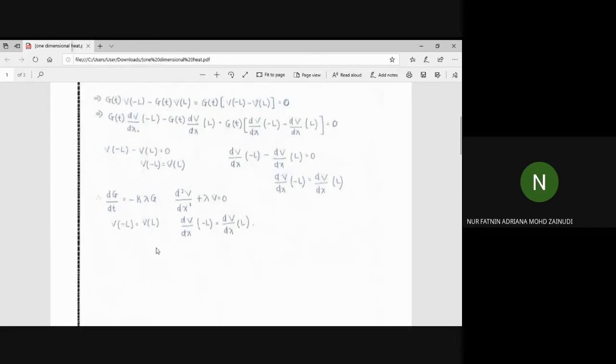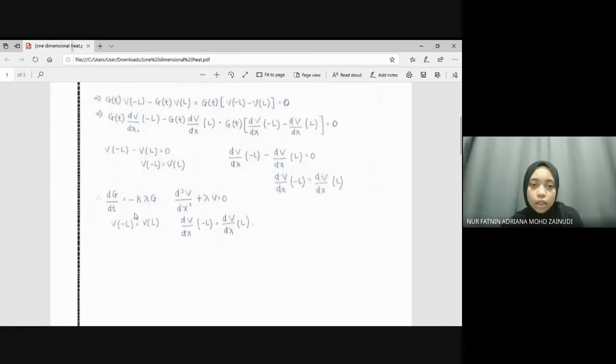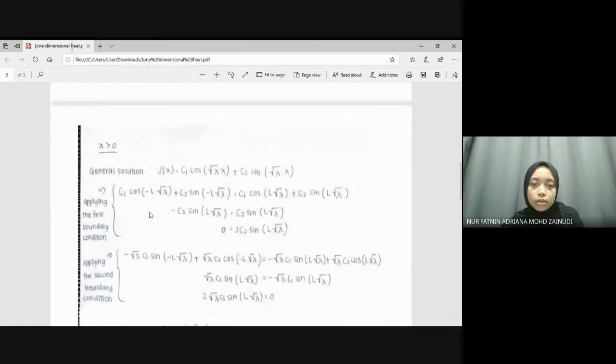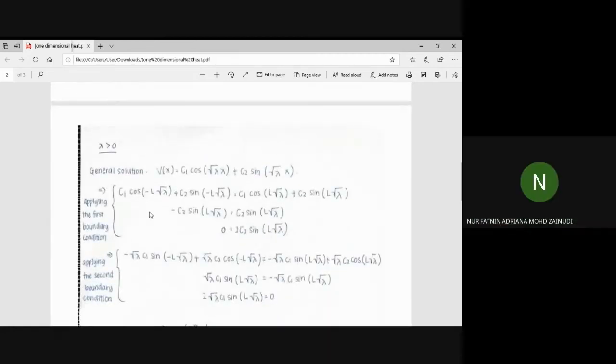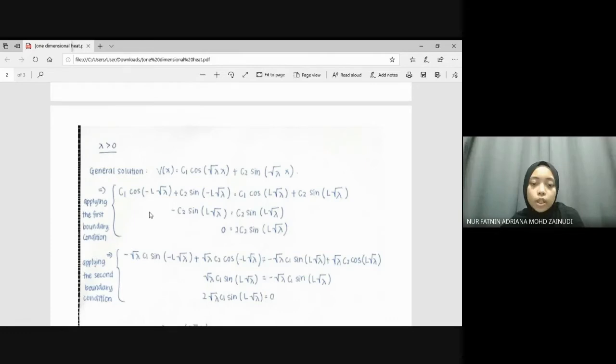So here we will get, after applying separation of variables, this. As you can see here, lambda is an unknown value. Hence, we have three cases for us to consider for lambda. The first is lambda more than 0. The general solution to the differential equation is V(x) is equal to C1 cos square root lambda x plus C2 sine square root lambda x.